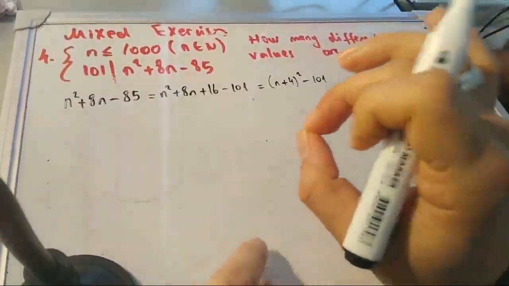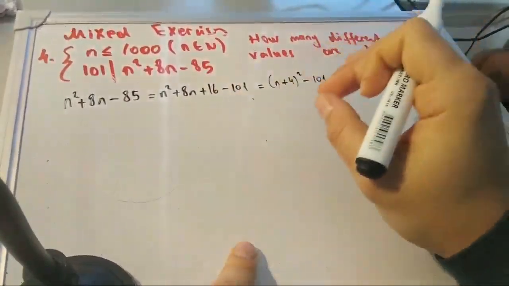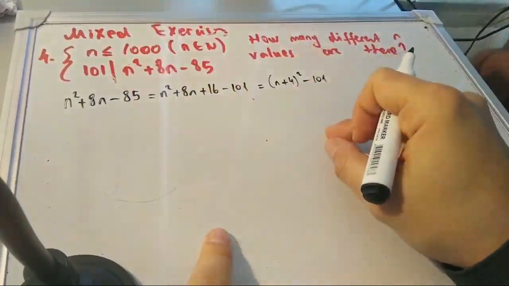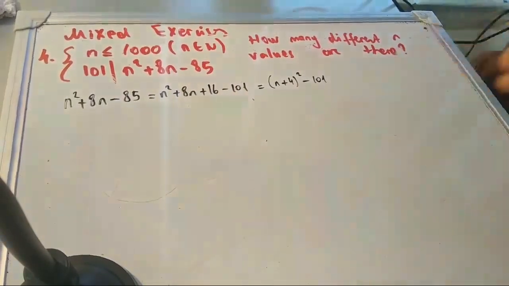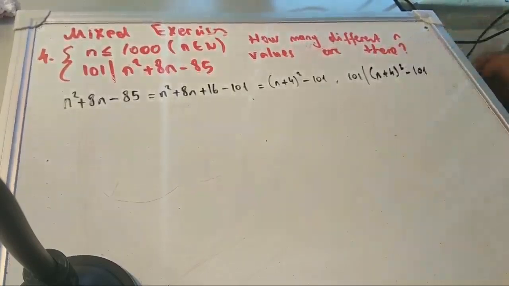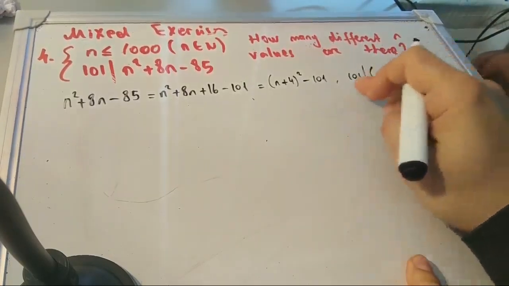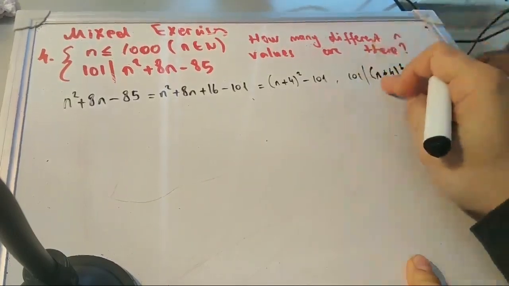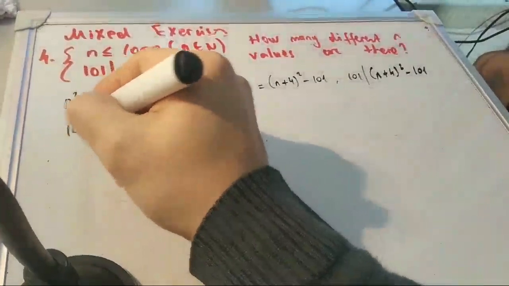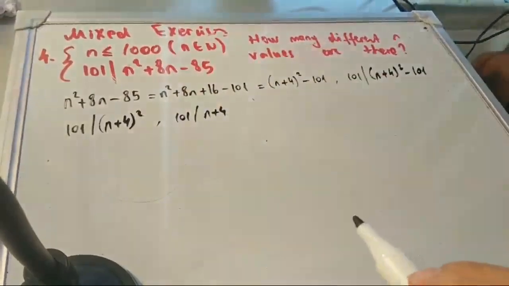So here, the most important part, separate 85. Instead of negative 85, we wrote plus 16 minus 101. So the question will be now: 101 divides n plus 4 squared minus 101. Okay. So 101 is divisible by 101. And remember, n plus 4 squared also must be divisible by 101. And moreover, n plus 4 is divisible by 101. So 101 divides n plus 4.